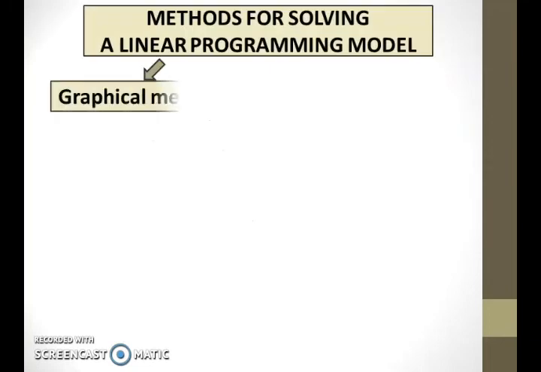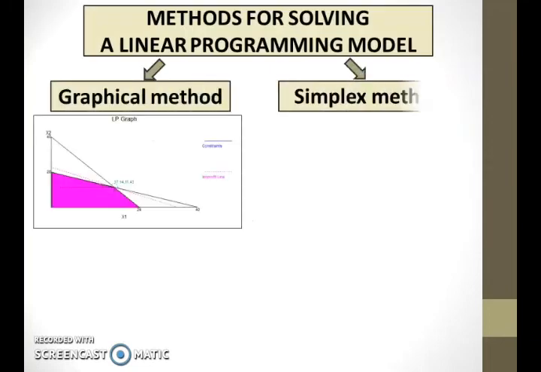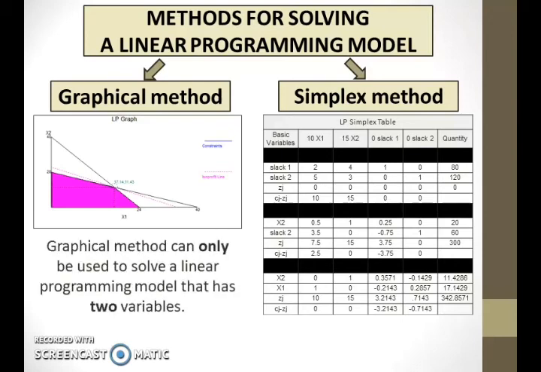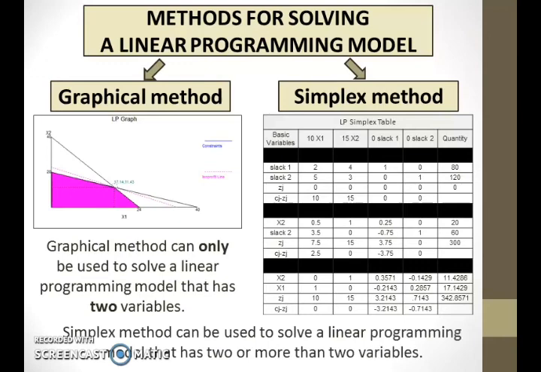Now, a linear programming model can be solved by using the graphical method or the simplex method. The graphical method can only be used to solve a linear programming model that has 2 variables. Whereas the simplex method can be used to solve a linear programming model that has 2 or more than 2 variables.